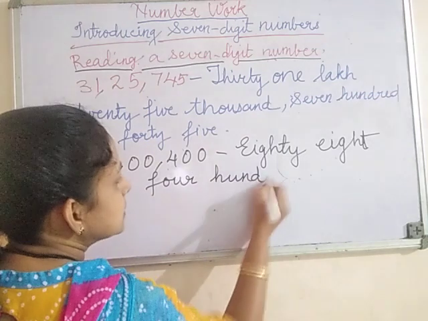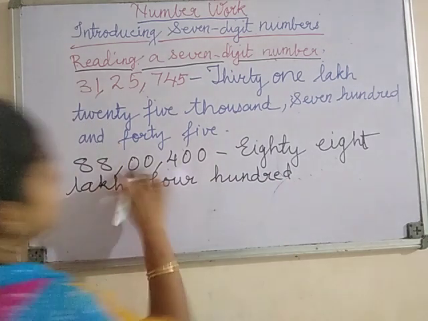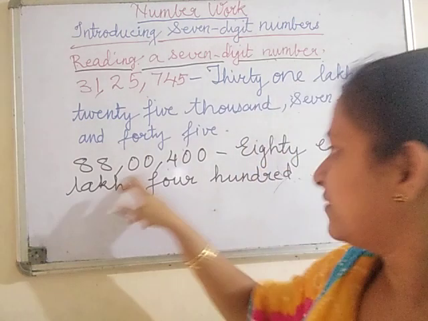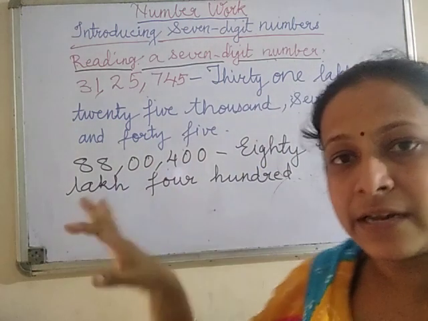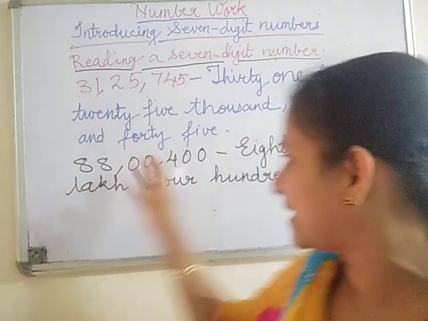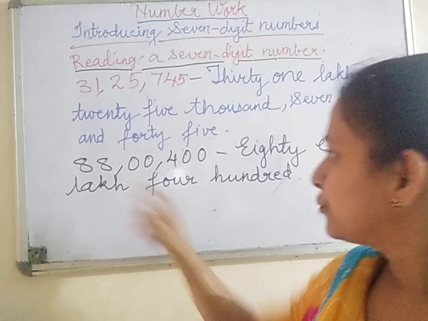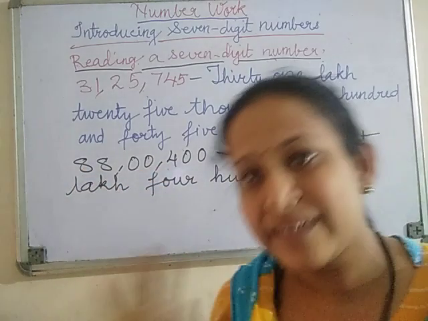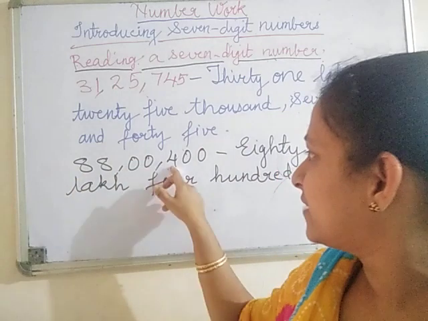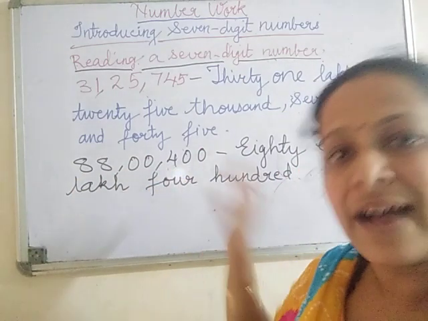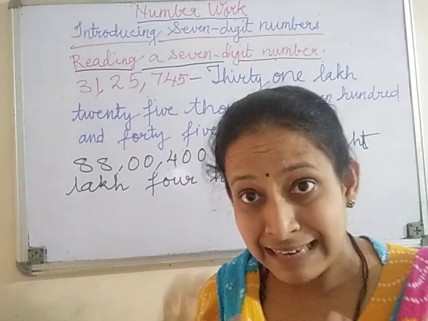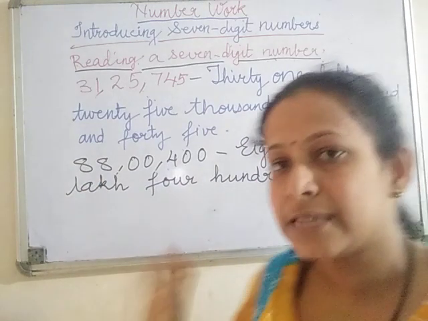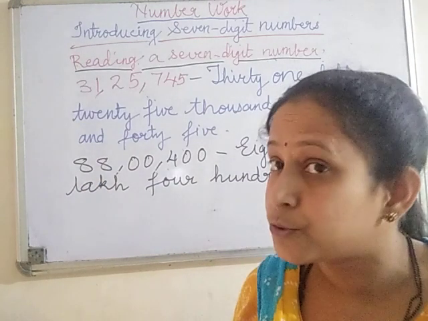400. Is that clear, students? It doesn't matter if there is a 0 in the number. Whenever there is a 0, that means in that particular place no number is there, so directly you will have to say it. You cannot say this as 88 lakh 40,000. That is wrong. You will say it according to the place names, calling out their names. So 88 lakh 400 is how you are supposed to read it.